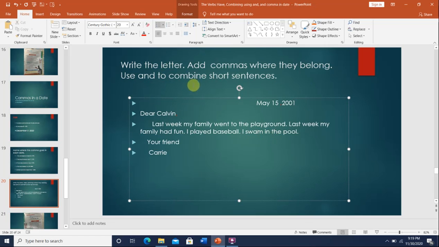Okay, if I go to the instructions, you always read the instructions before you answer. Okay, it says write the letter, add commas where they belong. So we added 2 commas. This is something that we already did. And use and to combine short sentences. Okay? If we said here, last week my family went to the playground. Last week my family had fun. So here, these 2 sentences, the first sentence and the second sentence, have the same subject. So if I want to make this sentence better, what can I do?